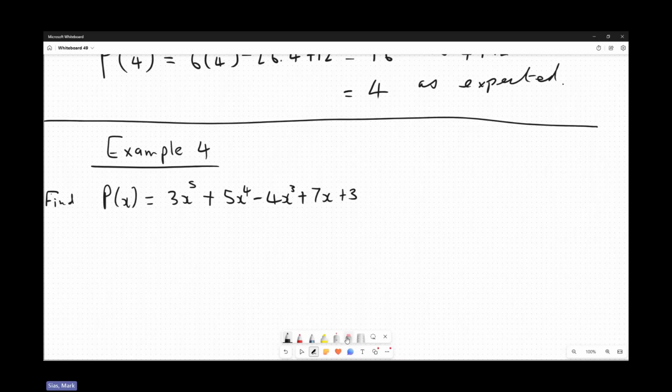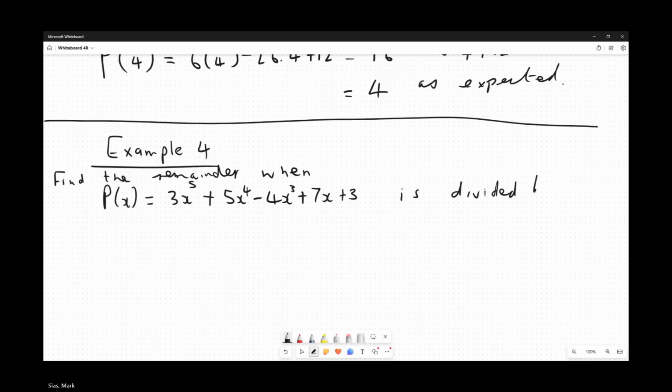Find the remainder of this when this is divided by... find the remainder function when p of x is divided by x plus 2.